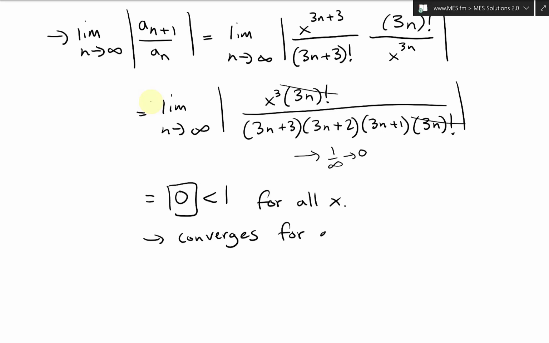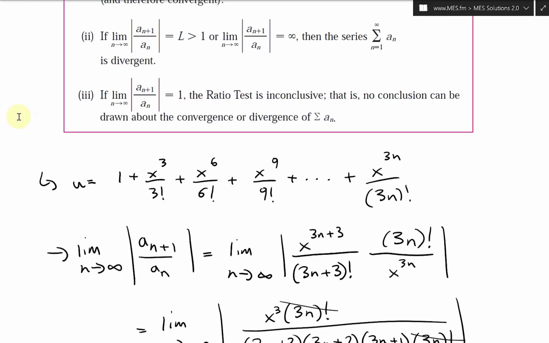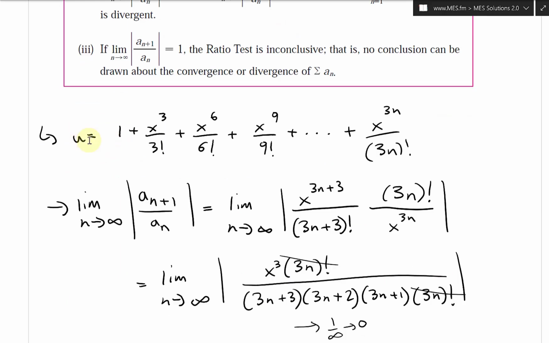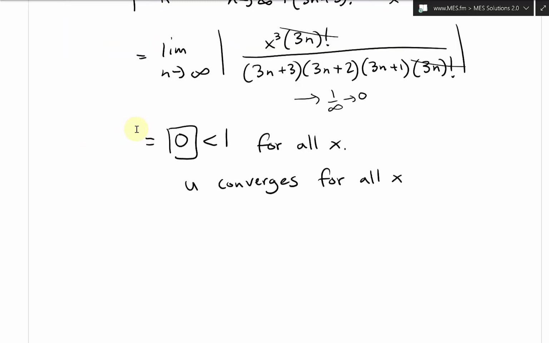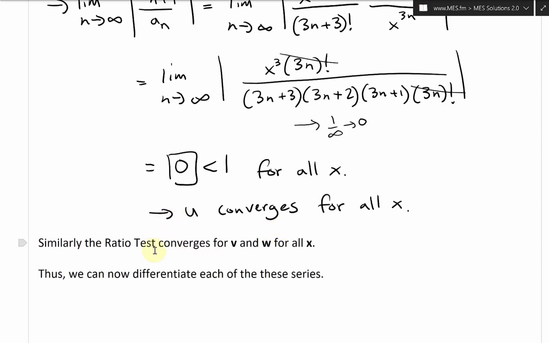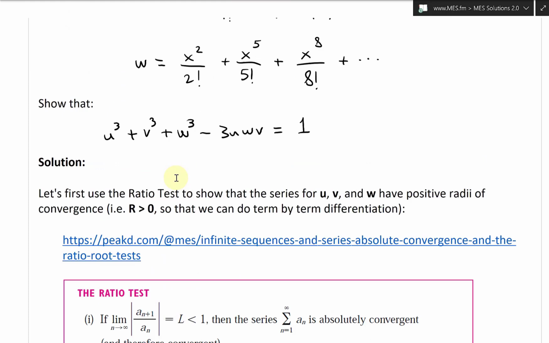And this is our u. And I'll just put it down like here. So u converges for all x. Remember, this whole thing was u, and we did the limit ratio test for this u there. And if we do that for the other ones, it'll be the exact same thing. So similarly, the ratio test shows that v and w also converge for all x, because the other ones can be doing the exact same thing.